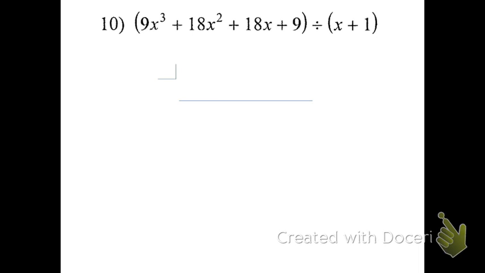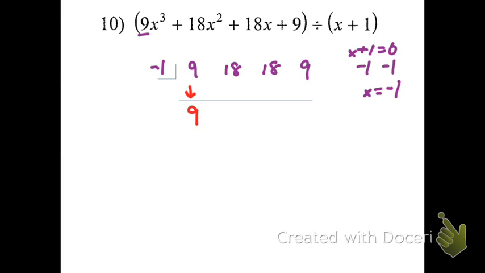All right, now number 10 looks a little bigger. We're going to be okay. Now, what goes in the box first? If I have x plus 1 equals 0, I subtract 1 from each side to get x equals negative 1. So negative 1 goes there. Then my coefficients, 9, 18, 18, and 9.